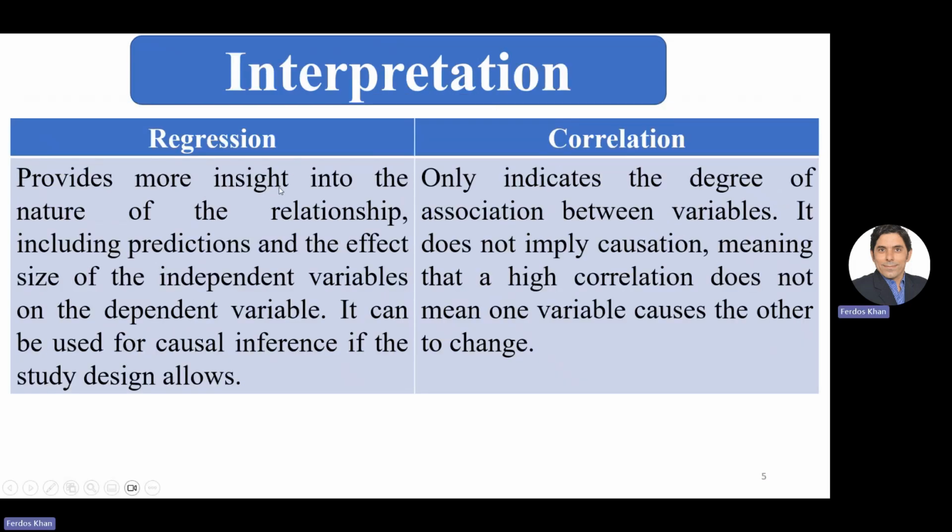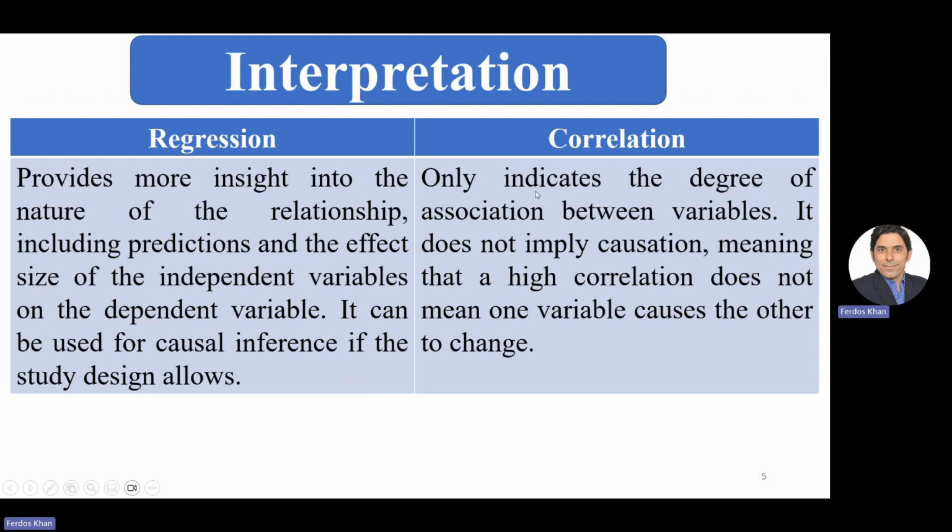Interpretation. Regression provides more insight into the nature of the relationship, including prediction and the effect size of the independent variable on the dependent variable. It can be used for causal inference if the study allows. So in regression analysis, you see the relationship between the two variables, you can do prediction as well, and you can see how much impact there is on the dependent variable from the independent variable. So that is the interpretation for regression, and it can be used for causal inference as well.